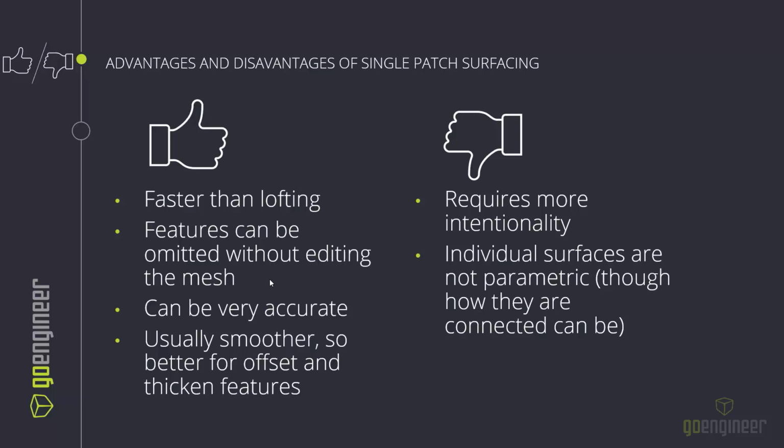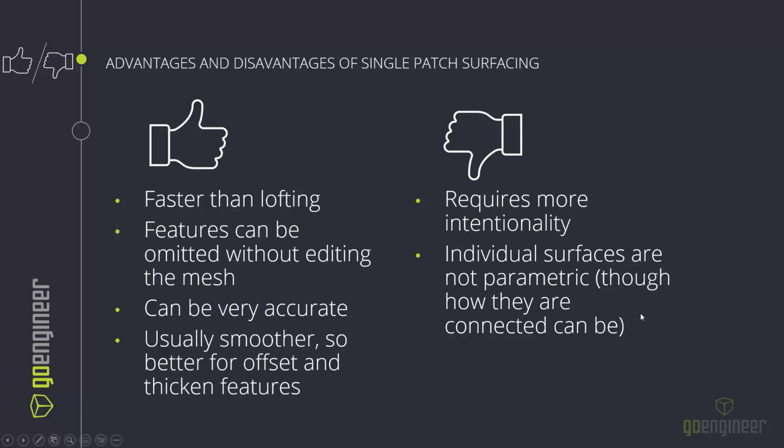Now, some downsides are that this requires a little more forethought and intentionality, whereas with lofting and auto surfacing, you're throwing inputs at the function, tweaking some parameters, and then getting an output. Whereas with single patch, you need to actually look at the surface with a little more care and say, okay, where do I want my edges to be? How do I want to capture different areas? And put a little more forethought into it.